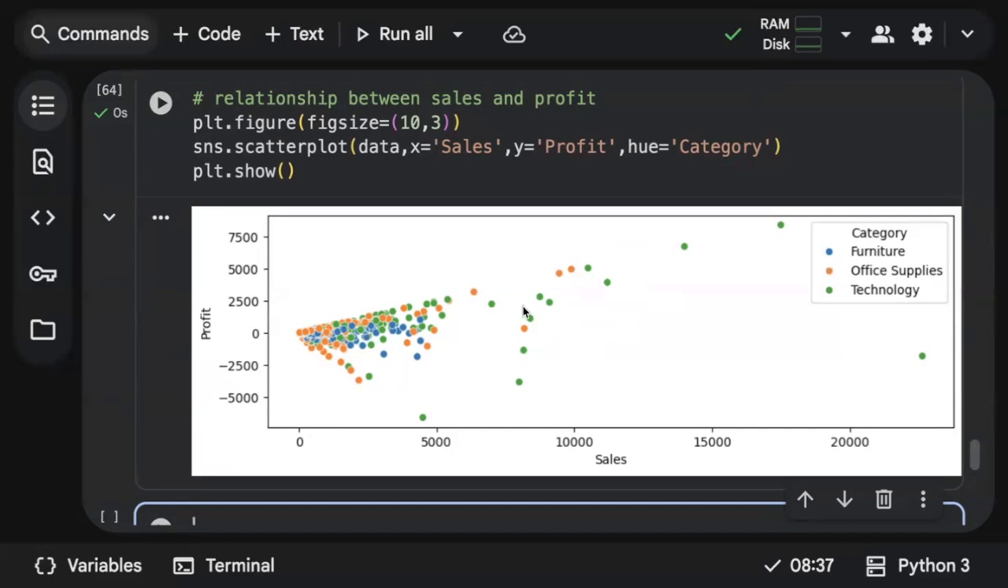Obviously, as one increases, the other one should also increase. As one decreases, the other one should also decrease, right? So this is all about a scatter plot. I hope it's clear. It requires two numerical variables and one categorical for the legend.